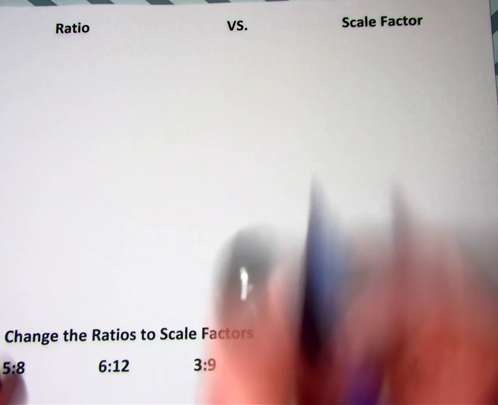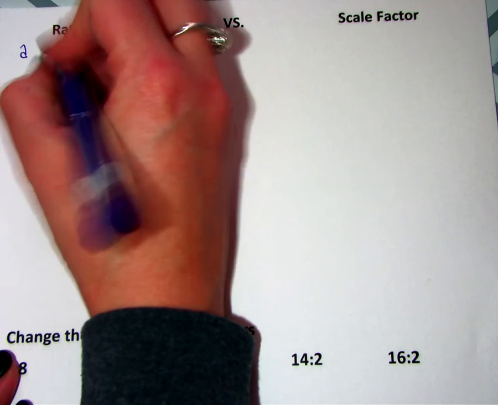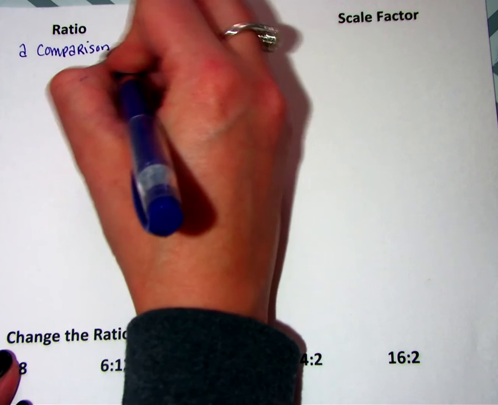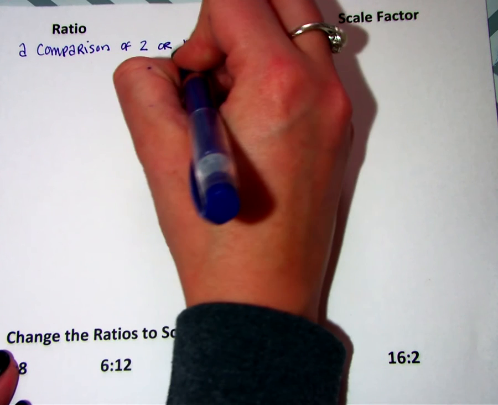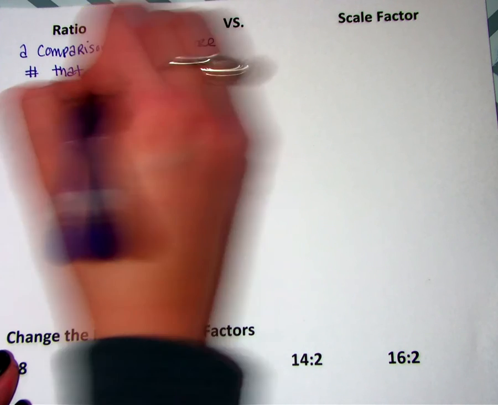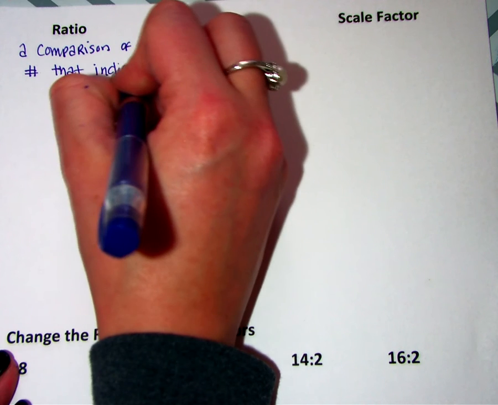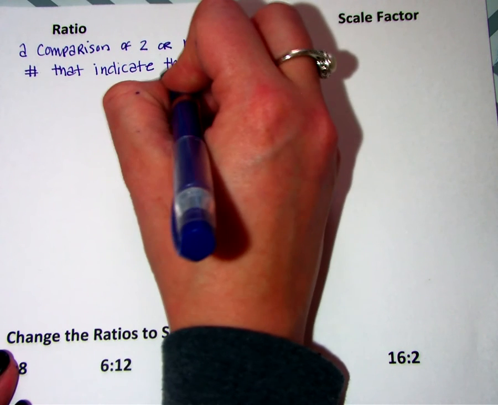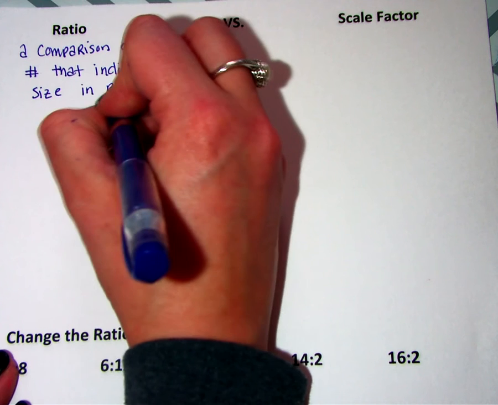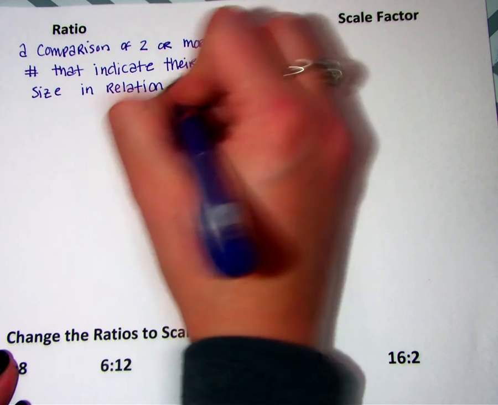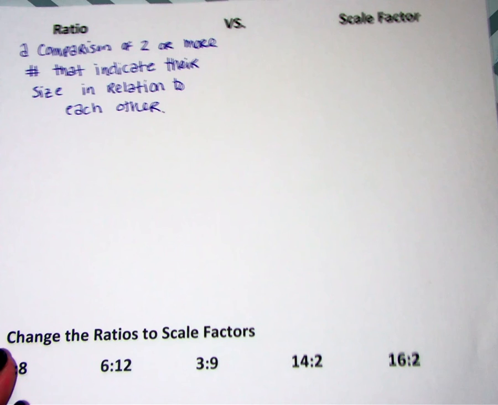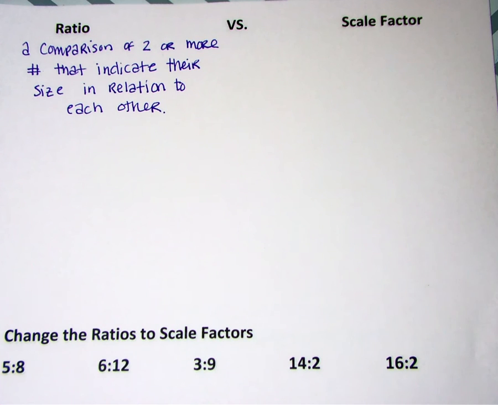So a ratio is a comparison of two or more numbers that indicate their size in relation to each other. So a ratio is basically a comparison of things.